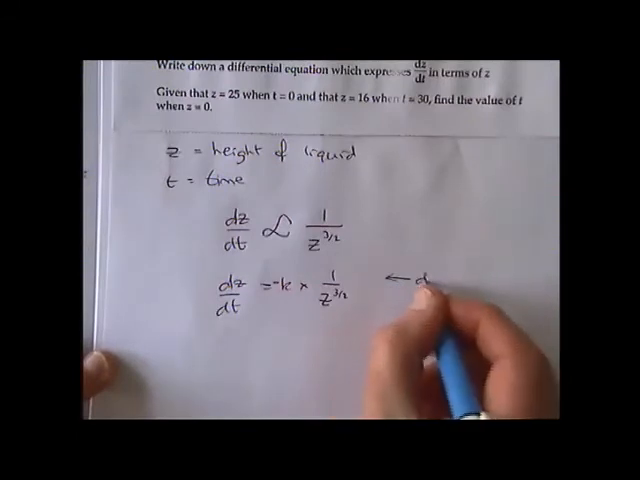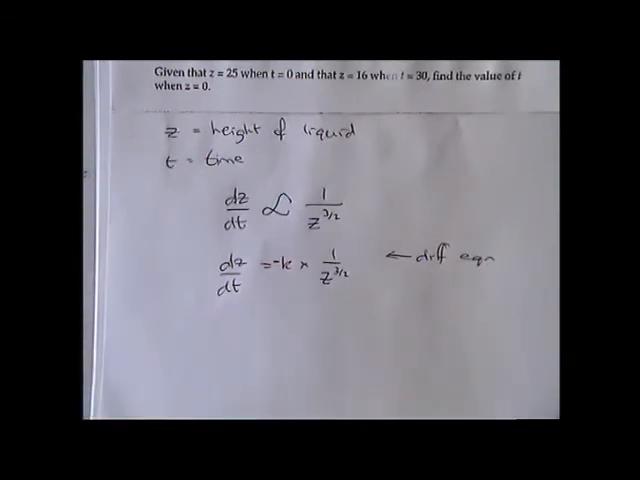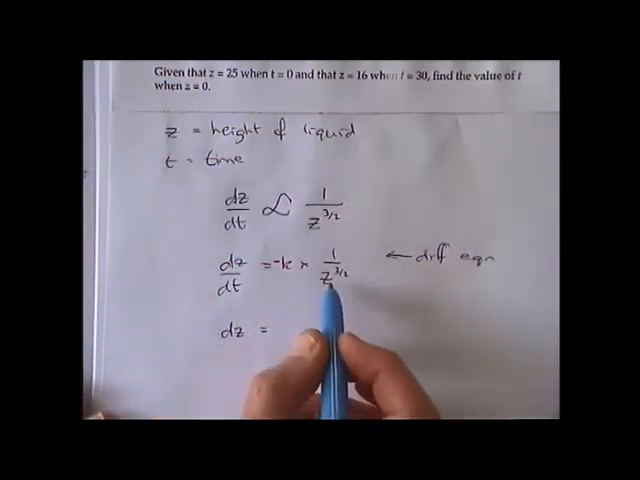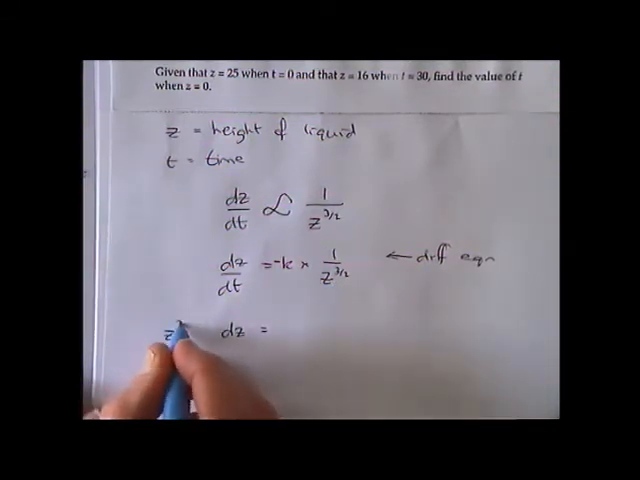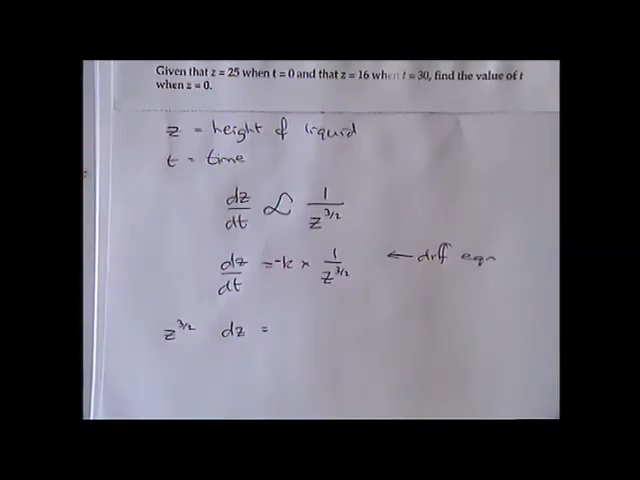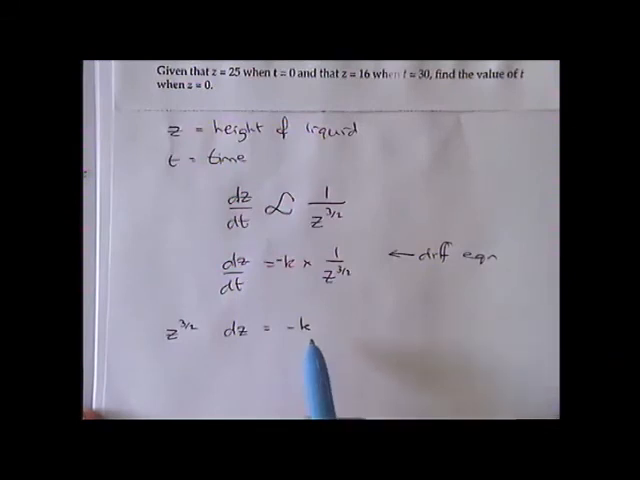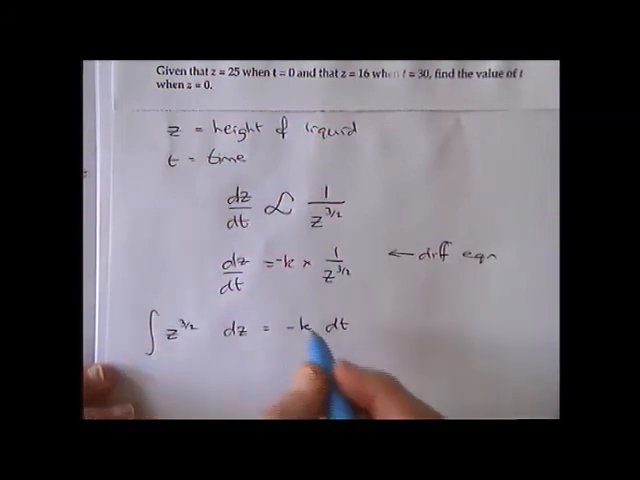Now that I've got my differential equation, what do I always do to differential equations? Separate the variables. I will keep the z's on the left because there's a dz on the top there. I will bring this z to the 3 over 2, which is on the bottom of that side, up to the top of this side, so that will be z to the power of 3 over 2. I will keep the minus k where it is. The only other thing I need to include is the dt, which goes on the top the other side. And once I've separated my variables, I integrate.